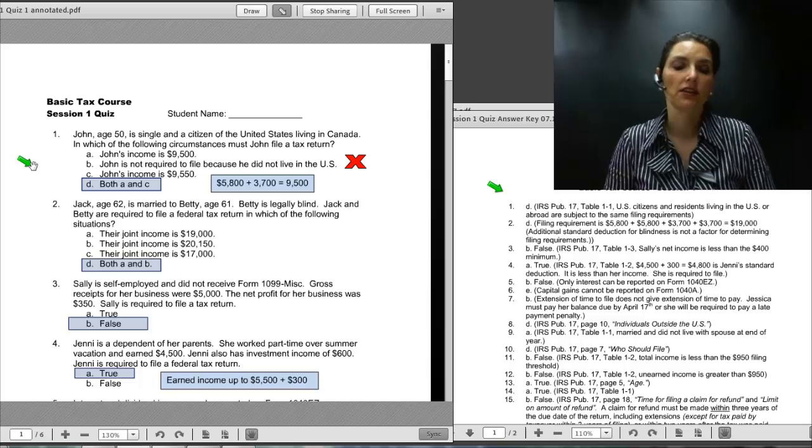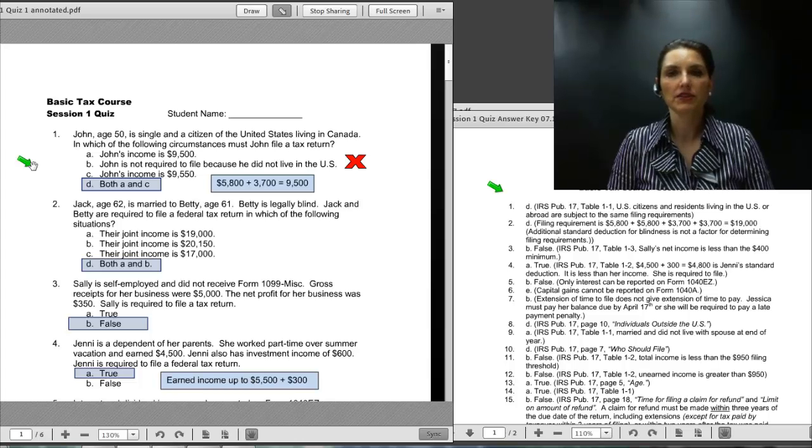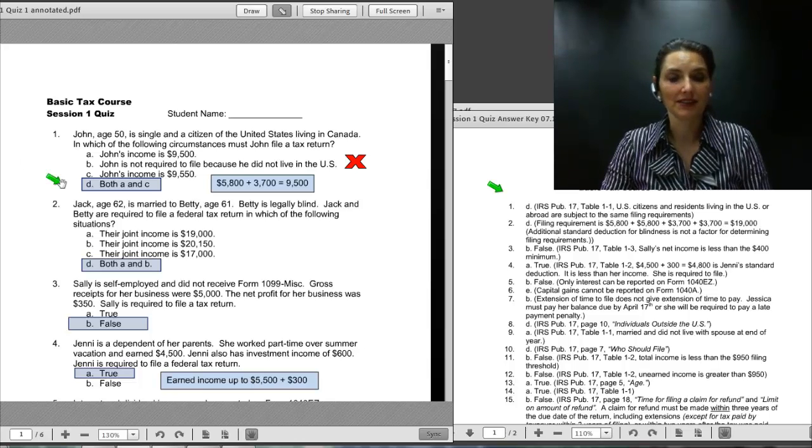John, age 50, is single and a citizen of the United States living in Canada. In which of the following circumstances must John file a tax return? Number 1, or A, John's income is $9,500. Number B, John is not required to file because he did not live in the United States. Or C, John's income is $9,550, or maybe more than one of the above, as in A and C both. It happens to be that D, both A and C, is the correct answer.